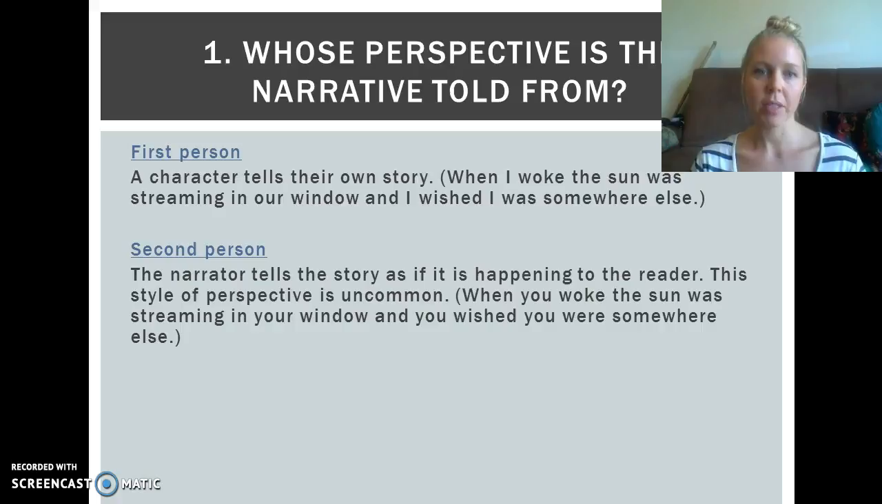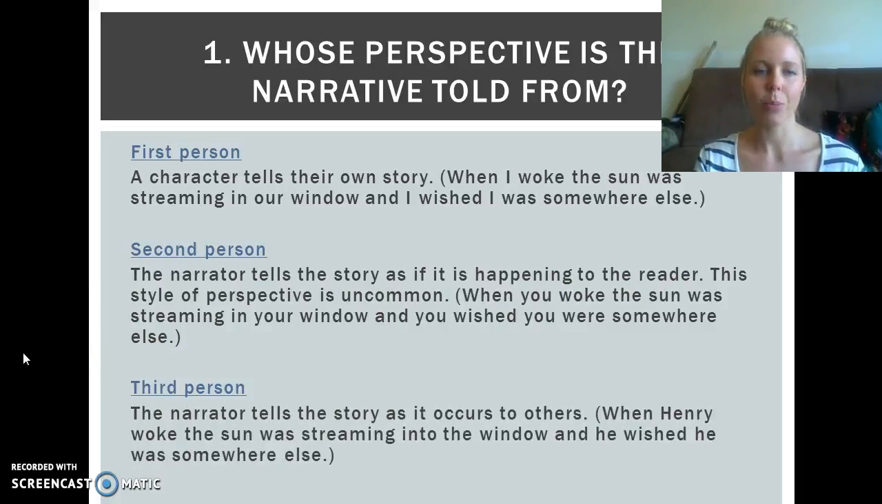This style of perspective is quite uncommon. For example, when you woke, the sun was shining in your window and you wished you were somewhere else. So the kinds of words that are used are you, your, etc. And then finally, third person.